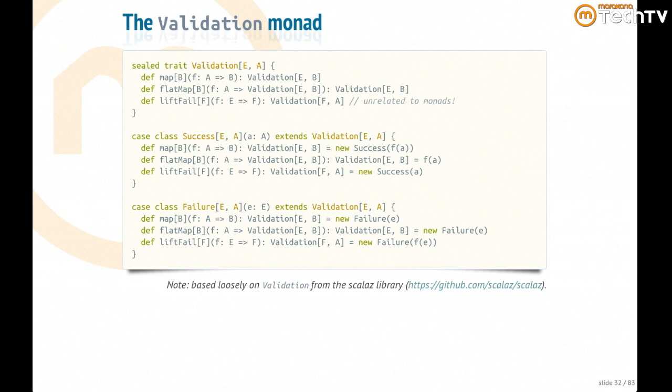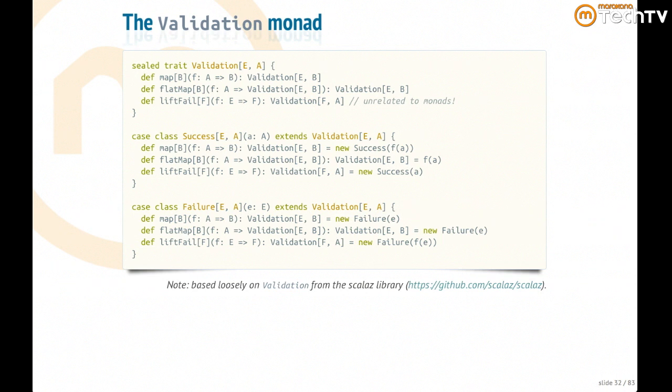Map and flatMap on the success case actually look very similar to what they looked like in the some case of the option monad. That is, when we call map and provide a normal function from A's to B's, we're going to apply that function to the contained value, our contained A, and wrap that f of a up in a new success object. If we call flatMap, that's going to literally just apply f, using this monadic function f, to a. And if that succeeds, it succeeds. If it fails, it fails.